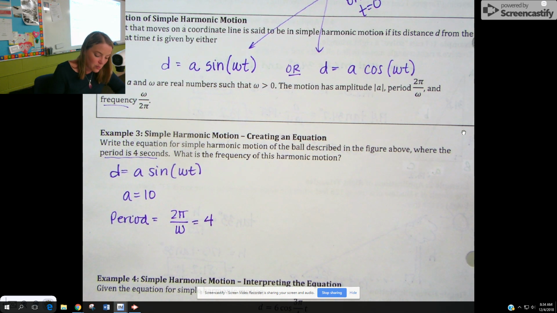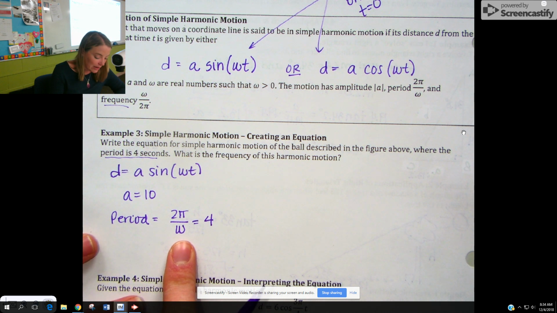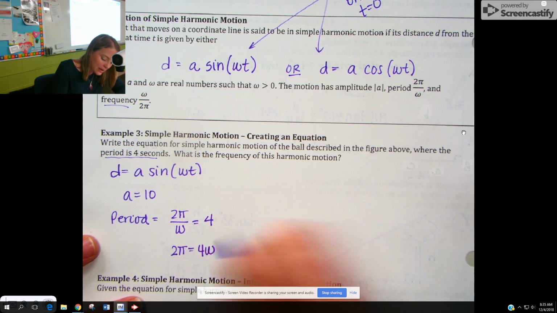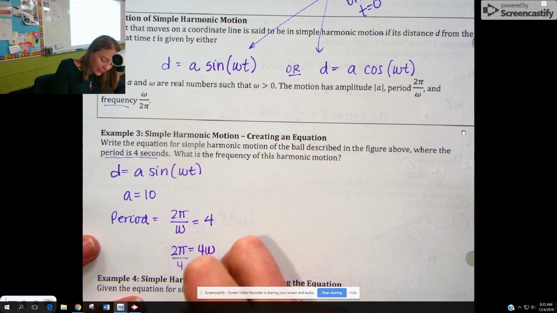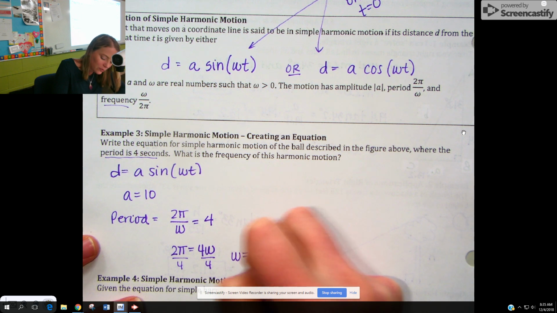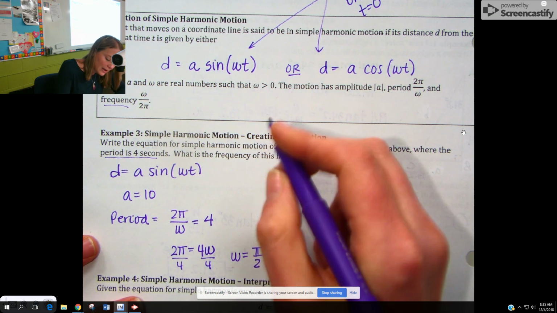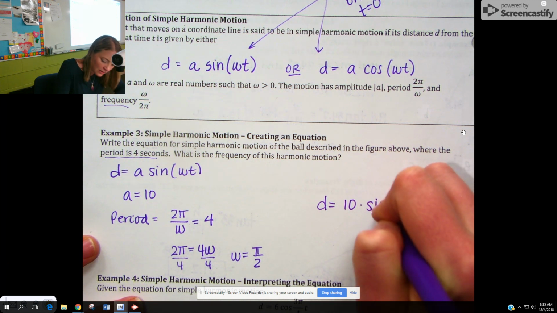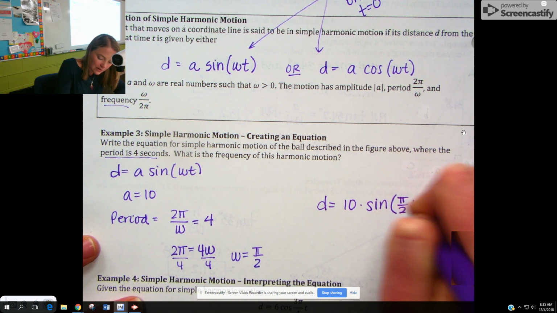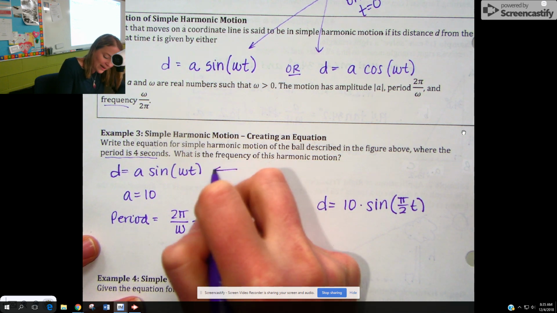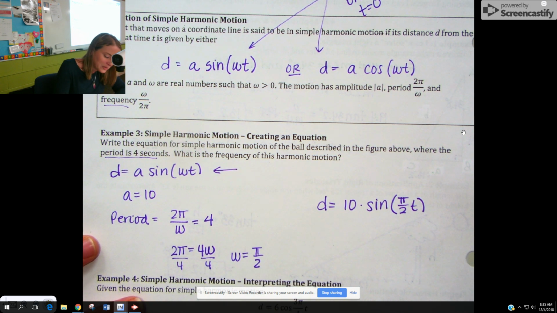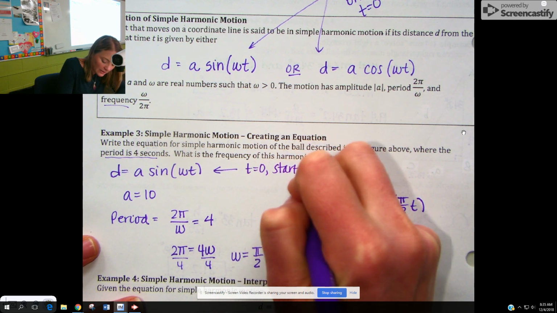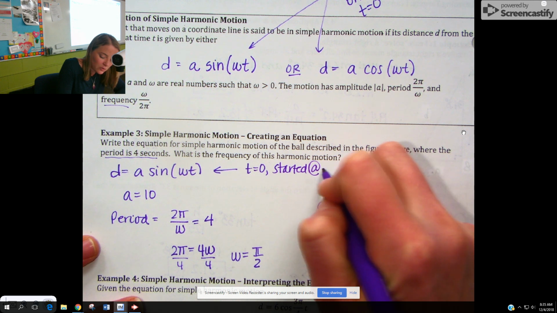I need to calculate what omega should be in order to set up my equation. So in this case, a little cross multiplying, 2 pi is 4 times omega. If I divide out the 4, then my omega is pi over 2. And so I can write this equation as 10 times the sine of pi over 2 times t. Quick reminder, why did I select the sine function instead of the cosine? Because the ball at time equals 0 started at that center line at equilibrium.